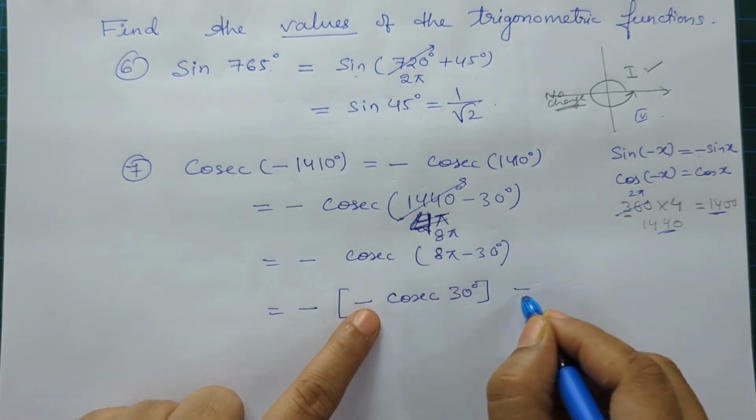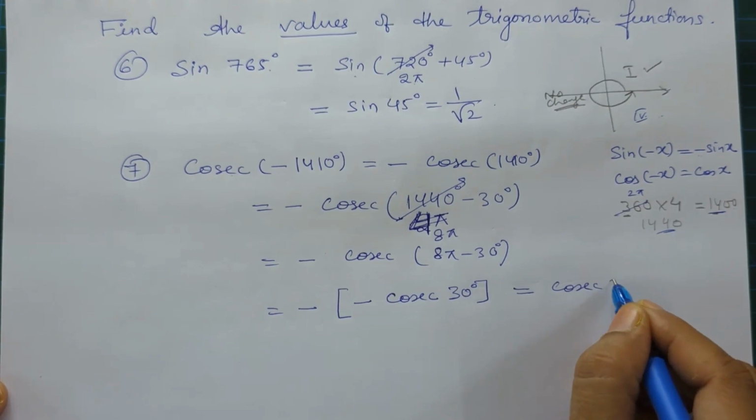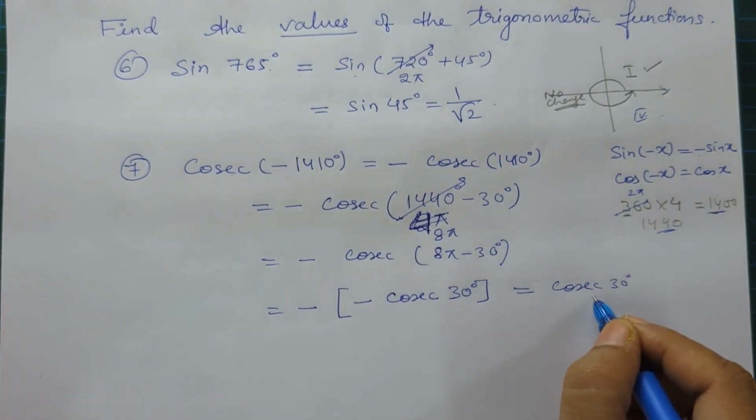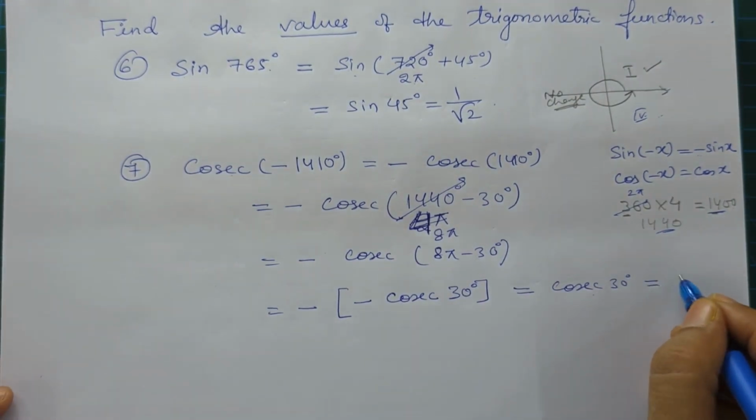Negative of negative is positive. So cosecant of 30 degrees. We know that sine 30 is 1 by 2. So cosecant of 30 is 2.